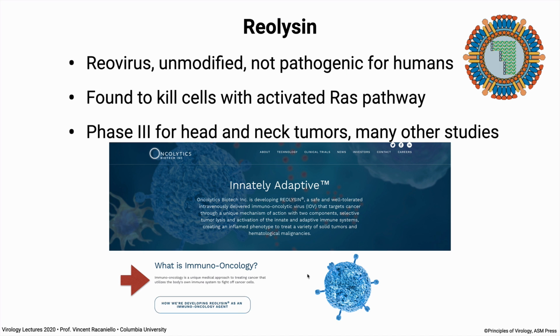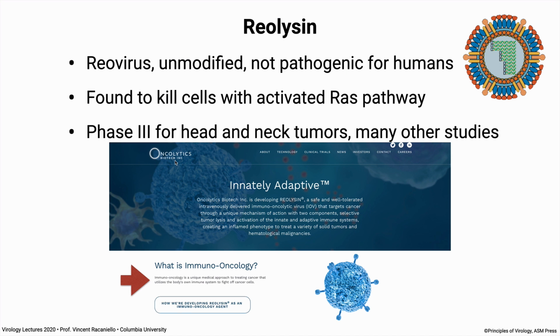And finally, one last example, reoviruses, one of the many viruses we've talked about. Unmodified, it is not pathogenic for humans. It was found many years ago to kill cells with an activated RAS pathway. RAS, again, one of those oncogenes in that mitogenic pathway picked up by a retrovirus. And those cells with activated RAS are particularly susceptible to killing by reovirus. And this has been tested for head and neck and many other tumors.